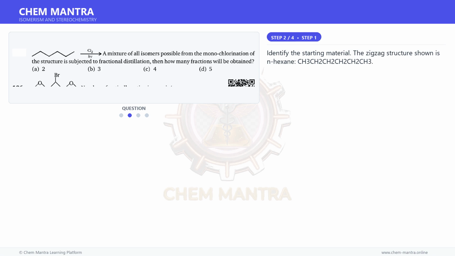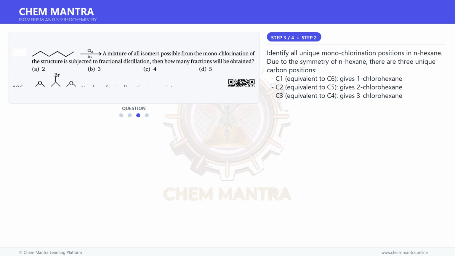Identify the starting material. The zigzag structure shown is n-hexane, CH3CH2CH2CH2CH2CH3. Moving on to the next step. Identify all unique monochlorination positions in n-hexane. Due to the symmetry of n-hexane, there are 3 unique carbon positions.